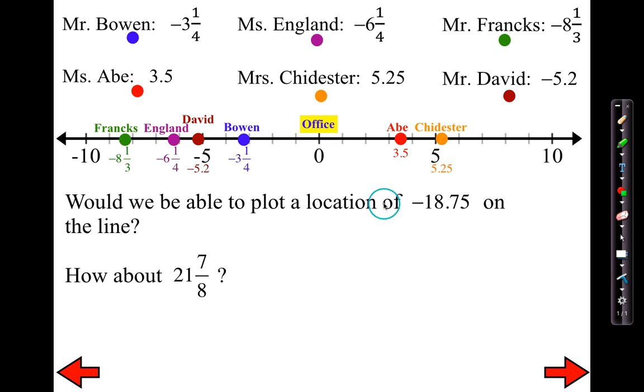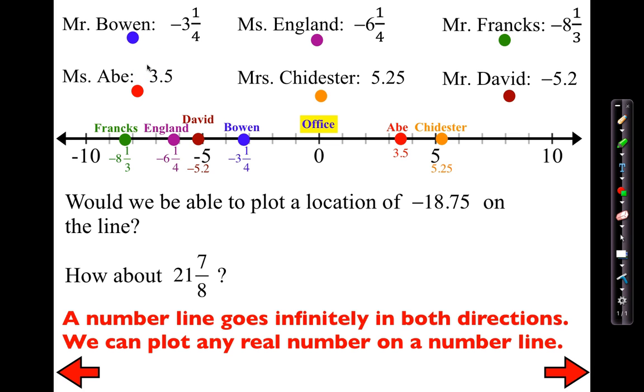Would we be able to plot a location of negative 18 and 7500ths on the line? What about 21 and 7/8? The answer is yes, you can. First of all, number lines go on forever, so we may not see it on our particular number line, but these lines extend on forever. Yes, because number lines go infinitely in both directions, as long as it's any real number, we would be able to plot it on our line.